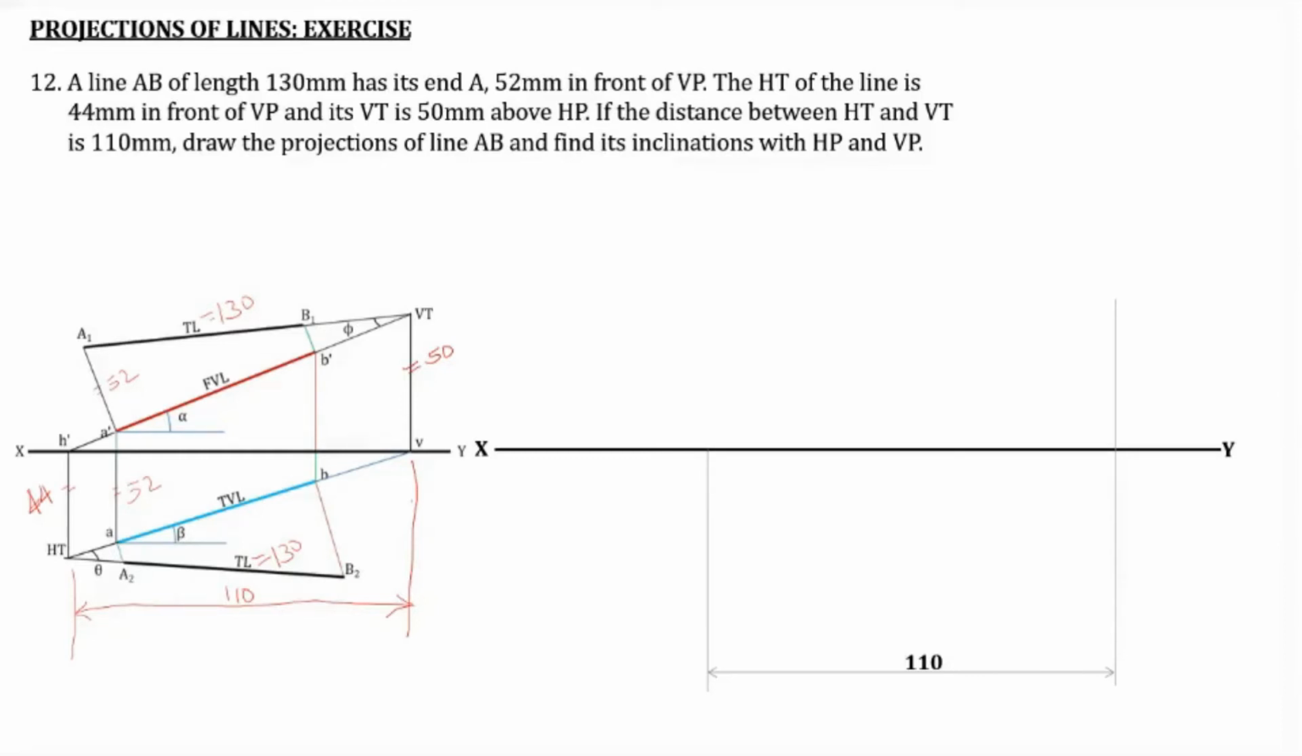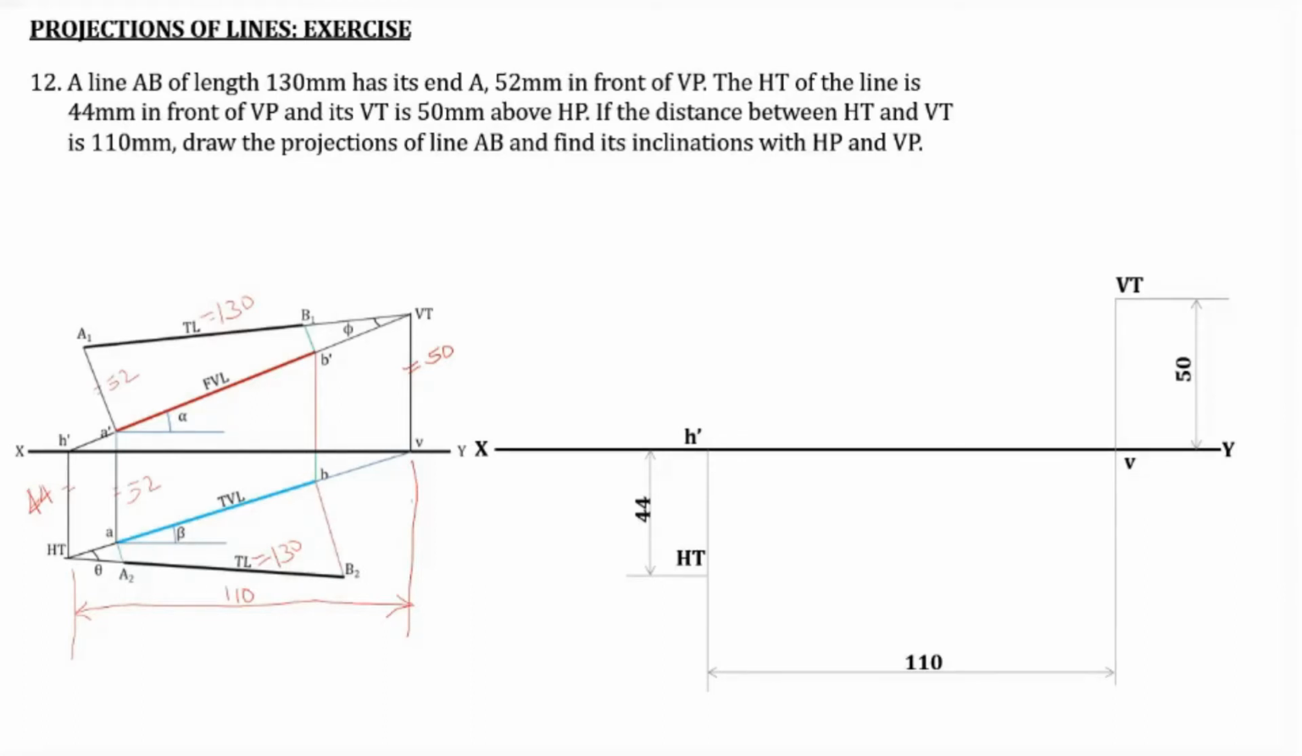Then we go for HT first. So here is HT, that is 44 millimeter in front of VP, and H dash. Here it is VT, that is 50 millimeter above HP. So these distances we can first mark, so these points we can mark, that is HT, H dash, VT, V. I mean not V dash, it is V.